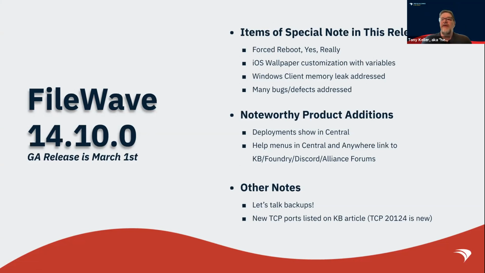We'll talk about some security stuff in a minute, but a couple of other notes here. There is a new port related to NATS that you'll want to enable for notifications in your environment. So that's port 20124. Eventually we'll run out of port numbers, but we certainly have a lot of them. So you'll want to make sure that you open that up before you do the upgrade, so you don't have any kind of notification issues.